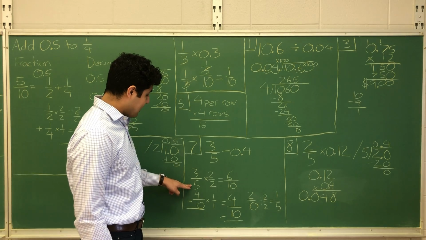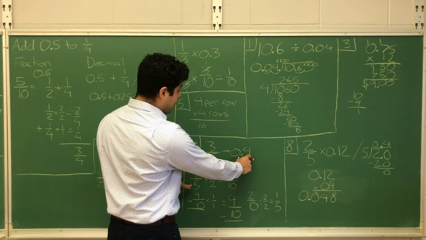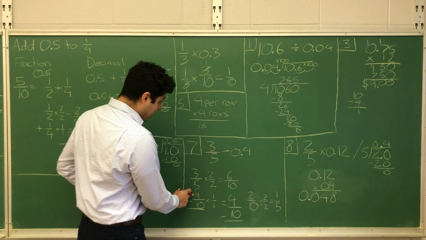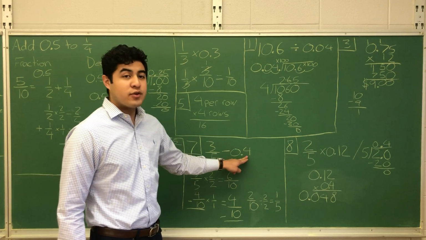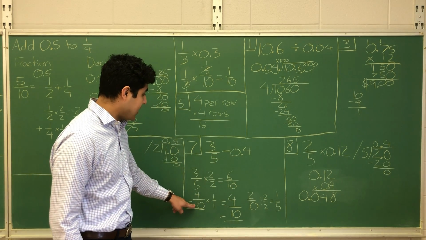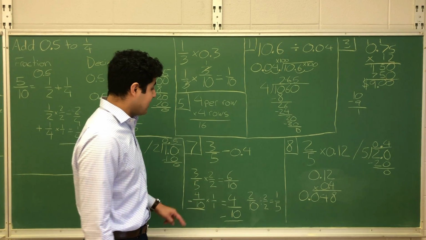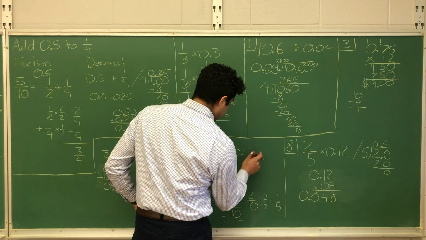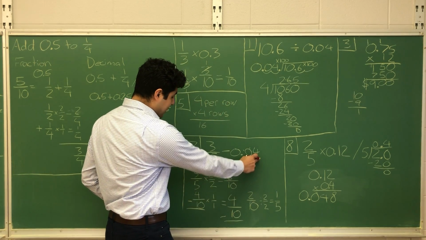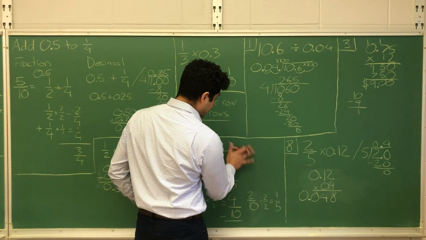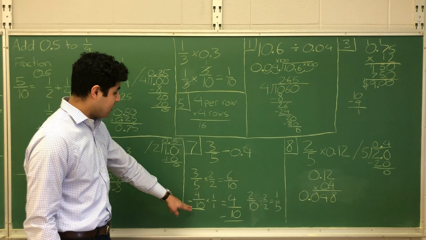I've got 3 fifths, that stays the same. But my 0.4, the decimal 0.4, is gonna be converted into the fraction 4 over 10. Remember, the place value of the decimal determines the denominator. If it's in the tens place, the denominator is 10. If it were in the hundredths place, the denominator would be 100, okay? But in this case, it's in the tens place, so my denominator is 10.